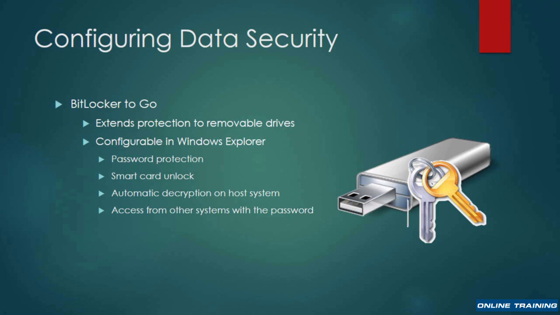BitLocker was a technology that actually was introduced to us in Windows Vista. Windows 7 enabled BitLocker To Go, and that continues now through Windows 10. BitLocker To Go is the same type of full volume encryption, only it's allowed for any drive, including removable drives. And so this is configurable in File Explorer as well.